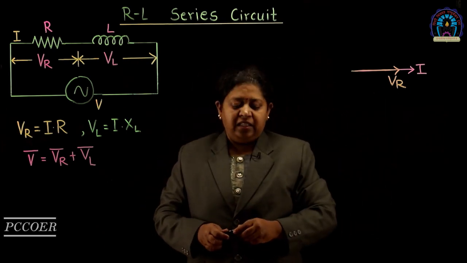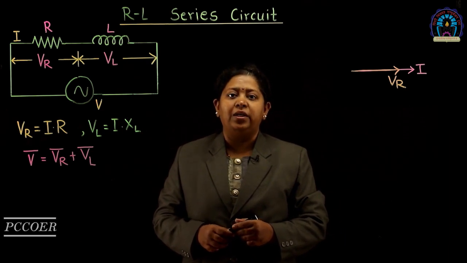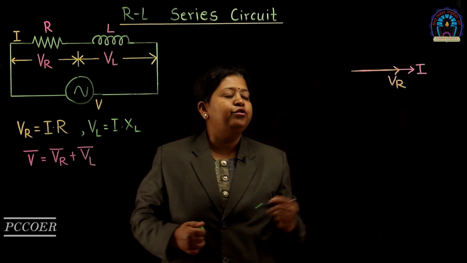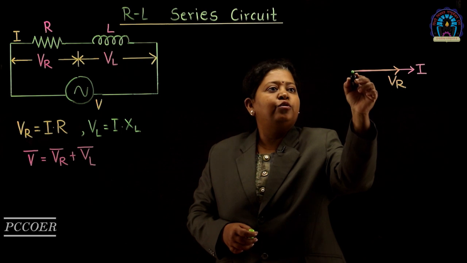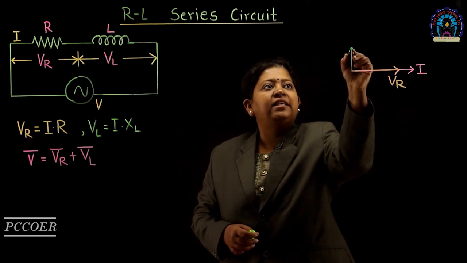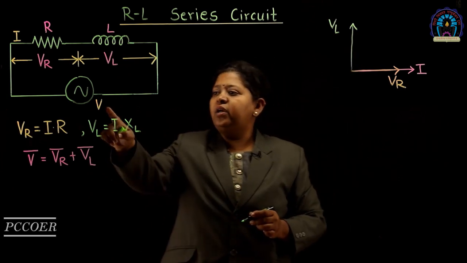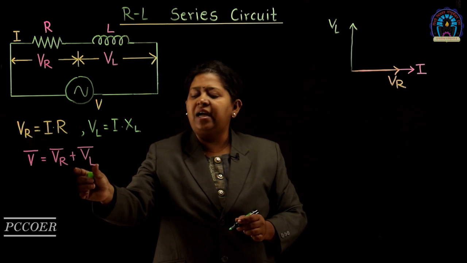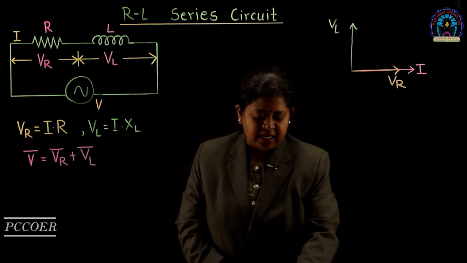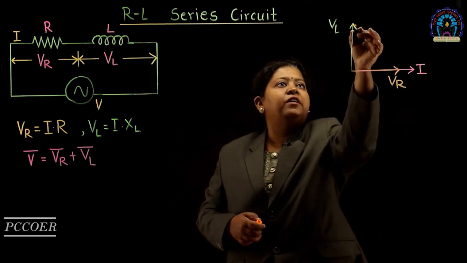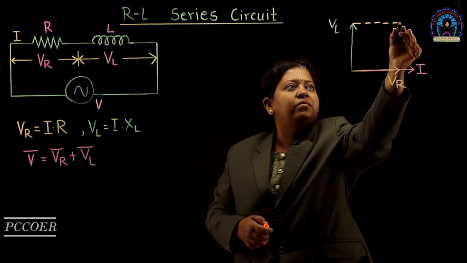For the inductor, the voltage across the inductor and current are such that current lags behind the voltage by 90 degrees. So, we will have to draw VL such that the current lags behind the voltage. So, VL is drawn leading this current by 90 degrees. To find out the total voltage, we will have to add VR bar and VL bar. For this, we will draw one parallelogram, and the diagonal of this parallelogram will give us the total voltage.